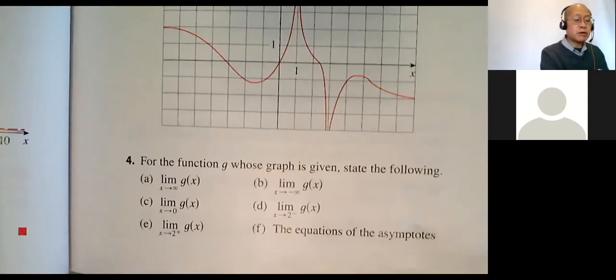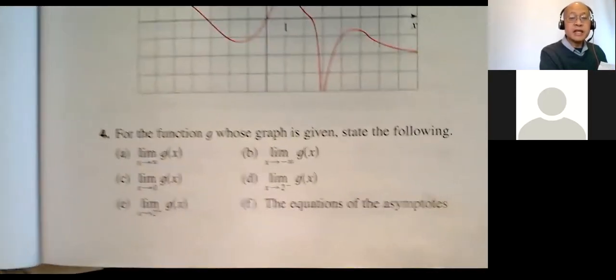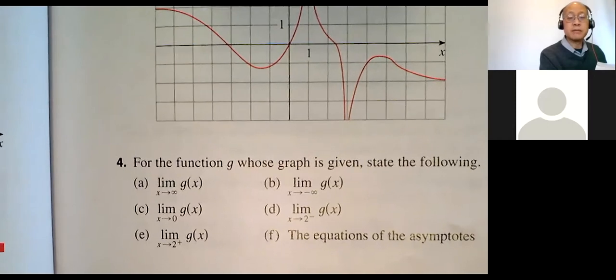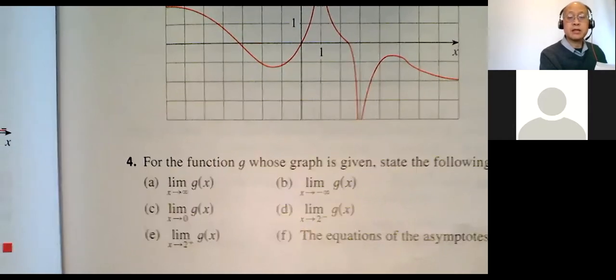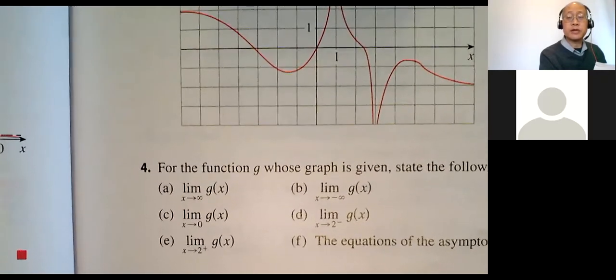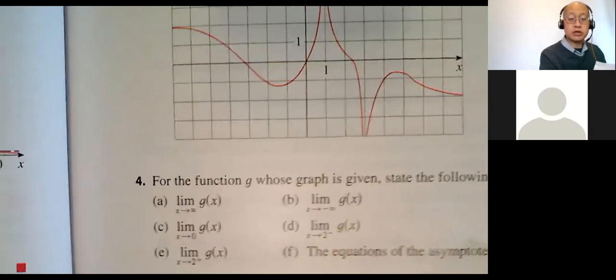C, limit as x approaches 0. And when it's written like that, let's see. Yeah, I don't see anything. So for C, is that 1 or 2-sided? Hint is to look at D and E. Right? D, there's a 2 with a minus. E, there's a 2 with a plus. C, there's no symbol. That means it's 2-sided.